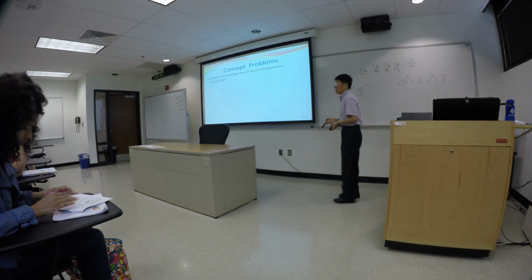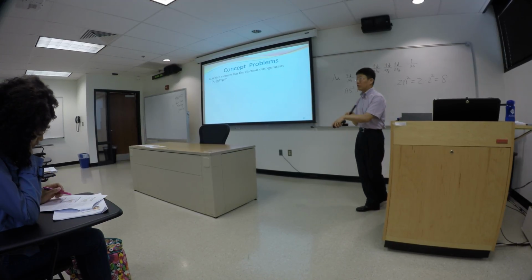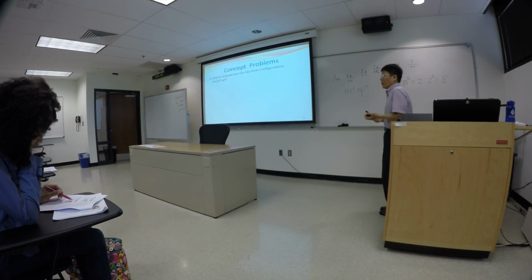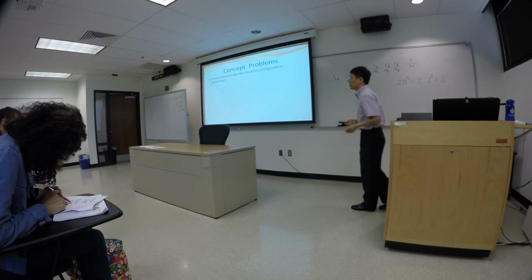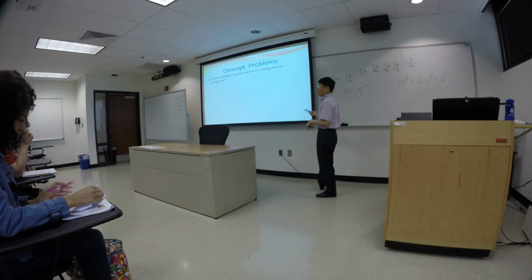Okay, so here's another example. Which element has the electron configuration of argon 3d10 4s1? Well, argon is number 18. You don't have to memorize this. Argon is number 18. You can look at that information if you're given a periodic table.